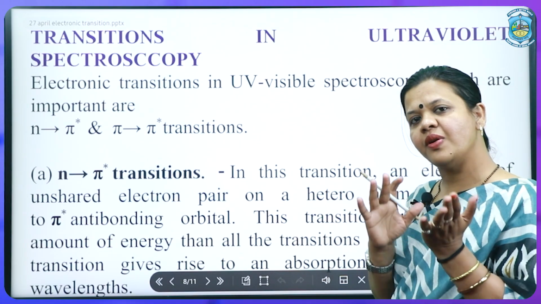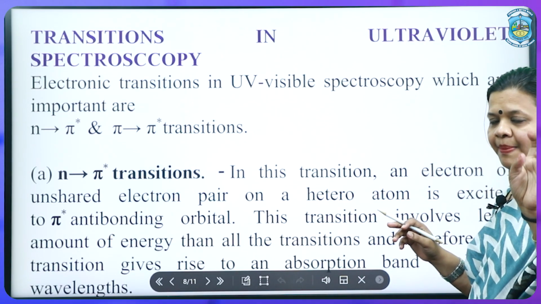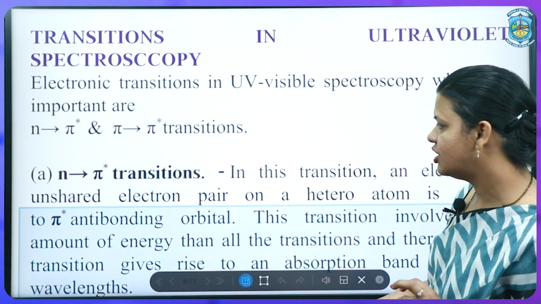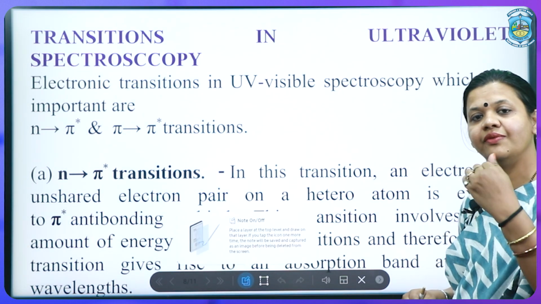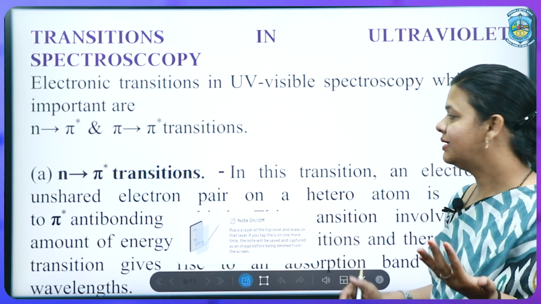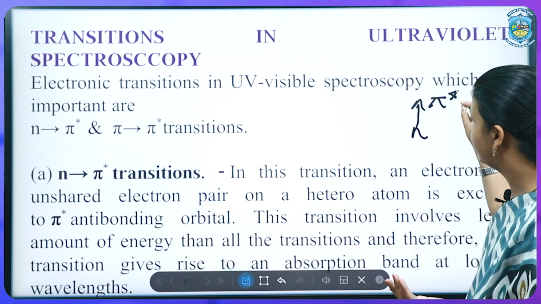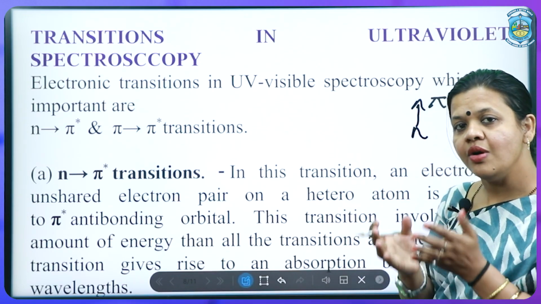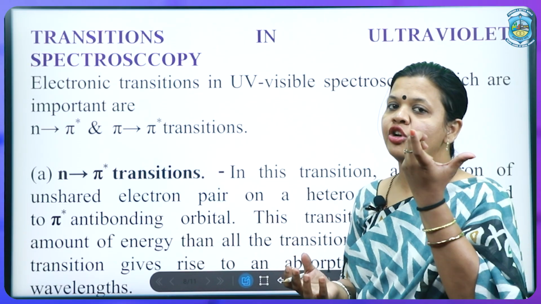Now as I have talked about the possible transitions, let us discuss the two most important transitions, that is pi to pi star and n to pi star. As we know, n to pi star is the transition in which the n orbital is involved and its electron moves from its lower level to the next higher level, that is from the non-bonding level to the pi anti-bonding level. Since it has the least energy requirement, this transition occurs very rapidly in all the molecules which have a non-bonding electron.